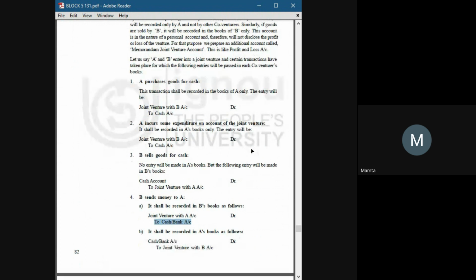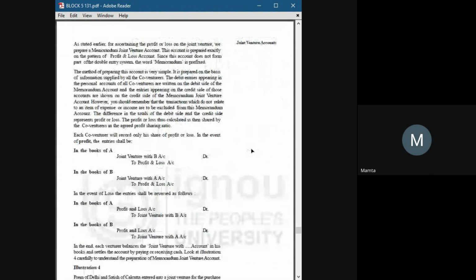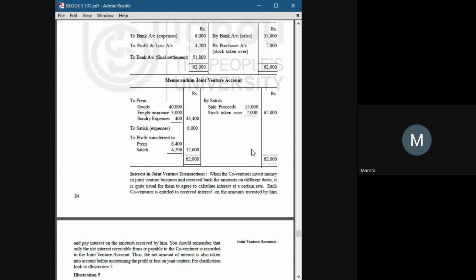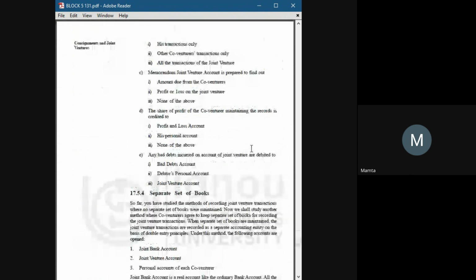With that, we have completed this block, and in the next class, we will be doing the next block, the last block. So I'm concluding this class here. We need to practice these questions.